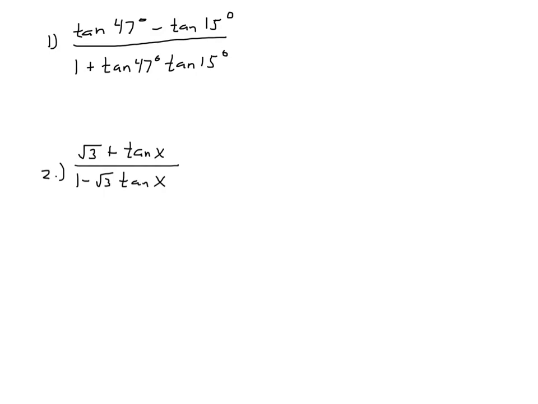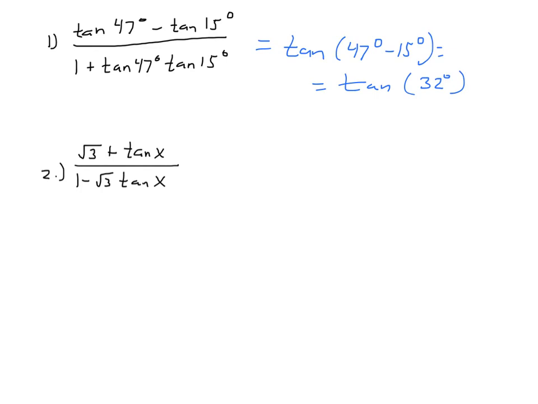They're going to ask you to rewrite this expression in some way. In this first one, we do have degrees, so that's nice. You need to recognize that this is just the tangent difference formula, where what's in the A spot is 47 degrees and what's in the B spot is 15. So this is really just the tangent of 47 degrees minus 15 degrees, which equals the tangent of 32 degrees.